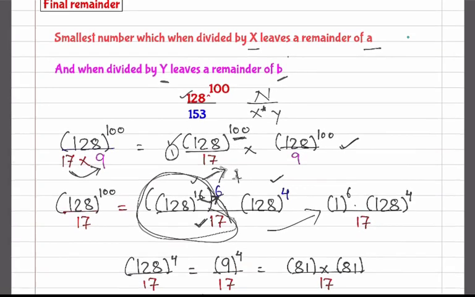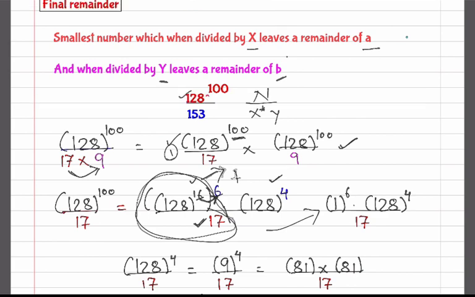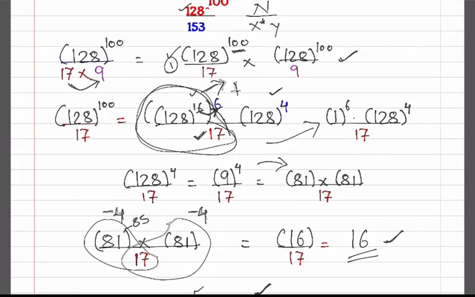Eventually, I divided 128 by 17, 9 raised to 4. I split 9 raised to 4 as 81 into 81 divided by 17. Then I found out the negative remainder for 81 divided by 17, minus 4, which was 16. So 16 divided by 17, I got the remainder as 16. Hope you got this concept.